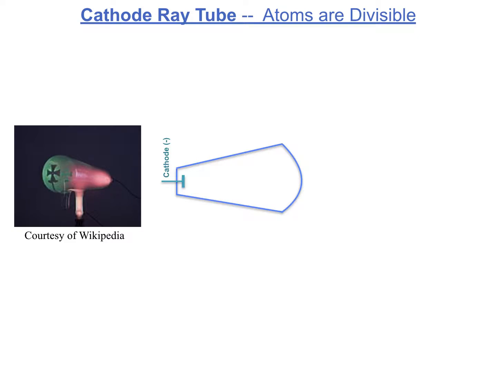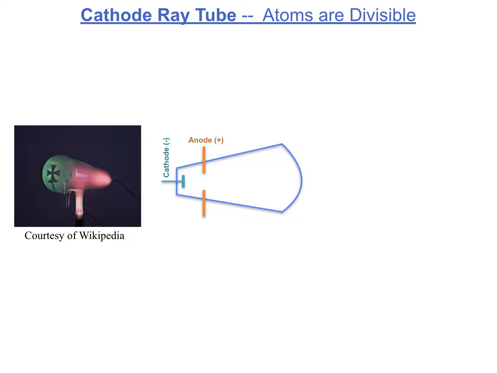The specific parts of the cathode ray tube are shown here. It's the shape of a bulb, and in the base of the bulb is the cathode, a metallic material, and then at a certain distance from it is the anode. But there is an opening in the anode, so the emission from the cathode can pass through the anode.